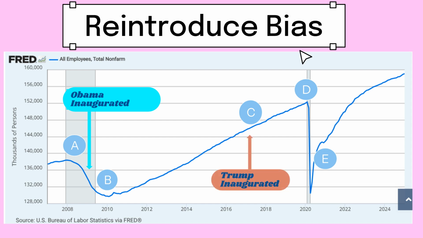Trump was inaugurated in 2017 at point C. In your initial graph reading, what did you say happened at point C? We already reminded you that point D was the start of the COVID lockdown. Point E represents Biden's inauguration.